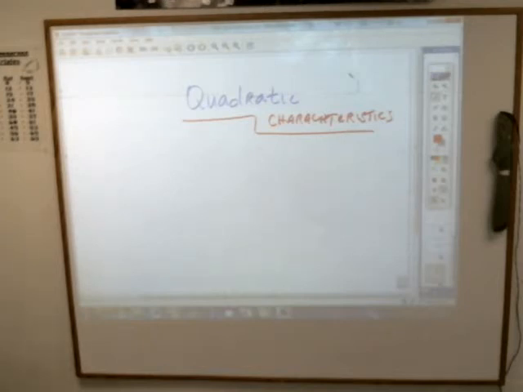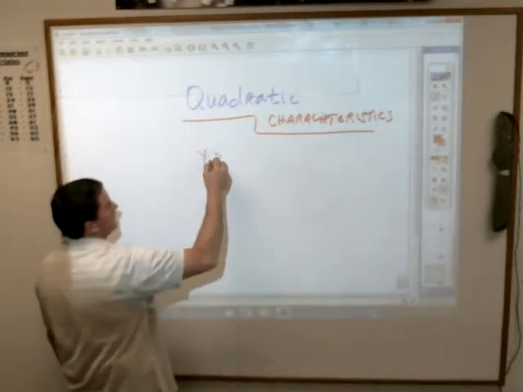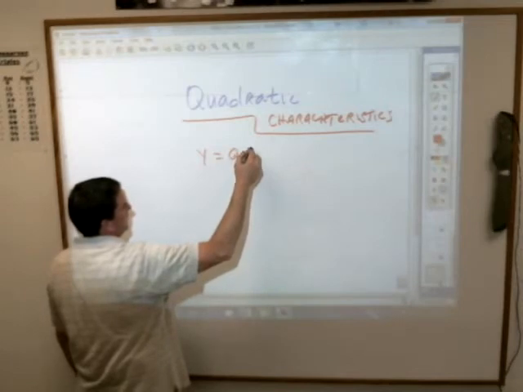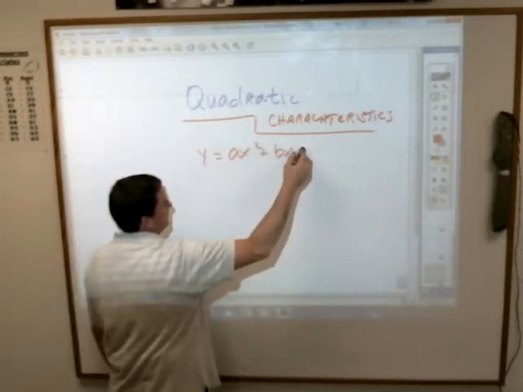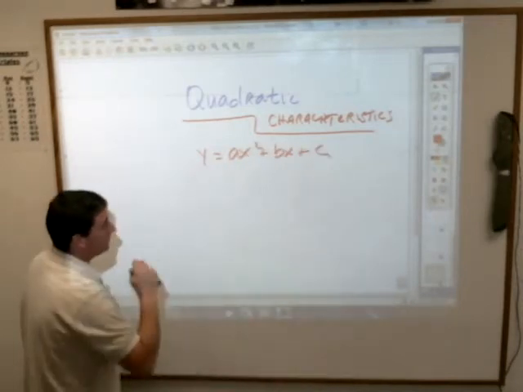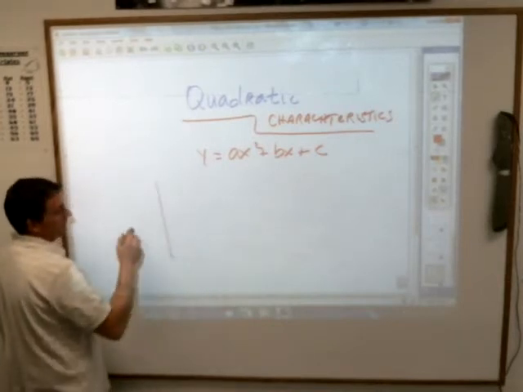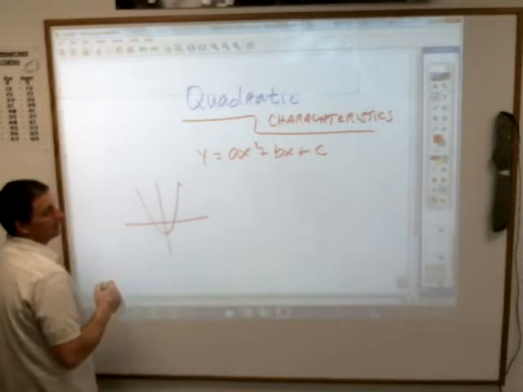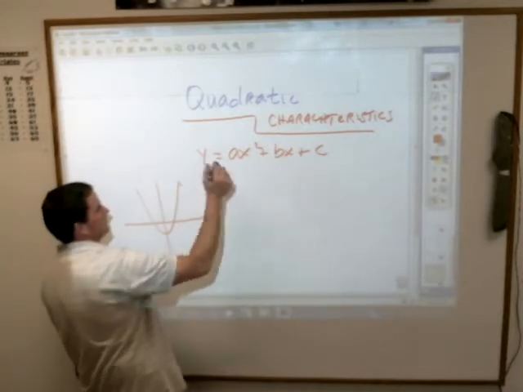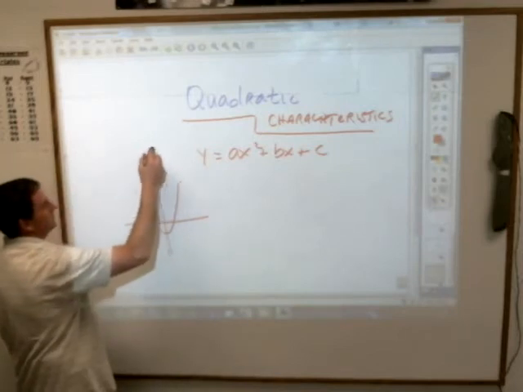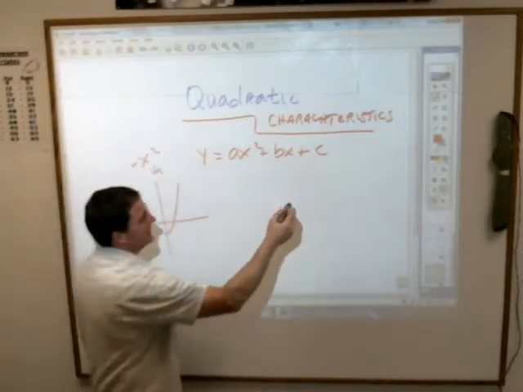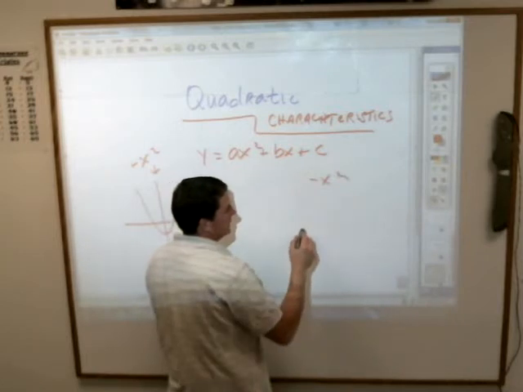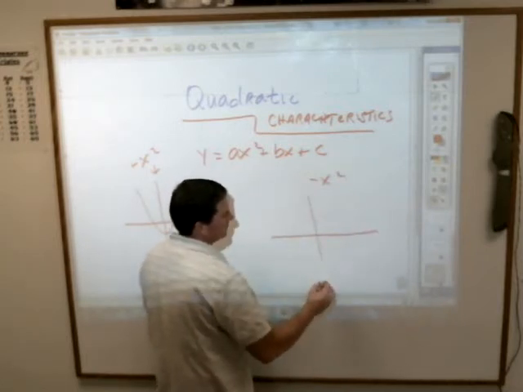A quadratic gives you a parabola when you graph it. Garden variety: y equals a times x squared plus b times x plus c. If the x squared is positive, it's an umbrella that opens upwards. A positive x squared will give you this. A negative x squared gives you the downward umbrella sort of look.